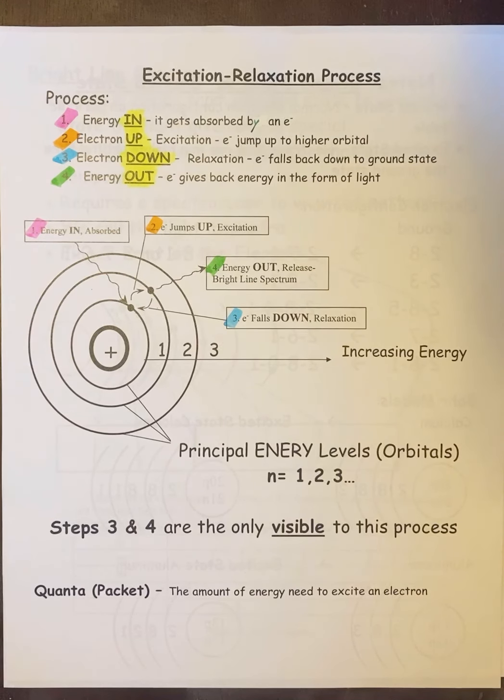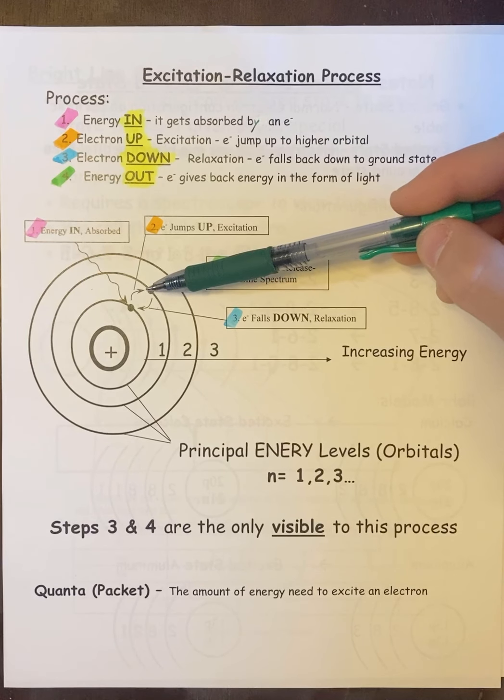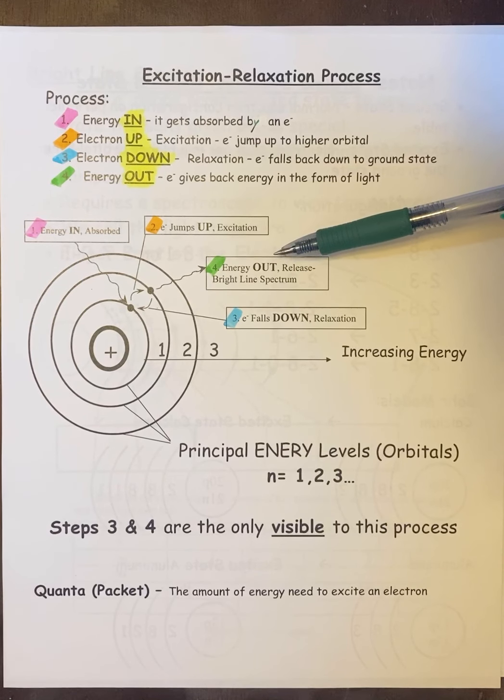Once it gets there, it says, meh, this is too much work. I don't like doing this, because if you're in a higher orbital, then you have to do more work and so on, and there's no way around that. So it doesn't like it. So it gives back the energy that it just absorbed. So that is the energy out.